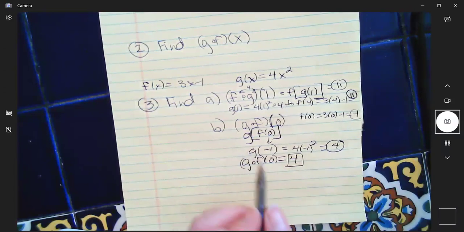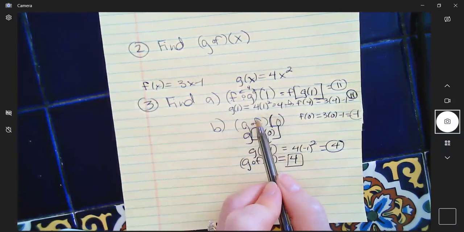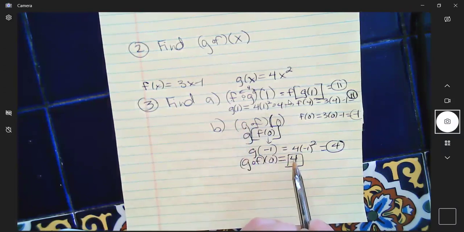Okay, so it's about the order. You start with the input, you kind of work right to left. The input goes into the first function, the answer to that one goes into the next function. And what comes out at the end is your composition.